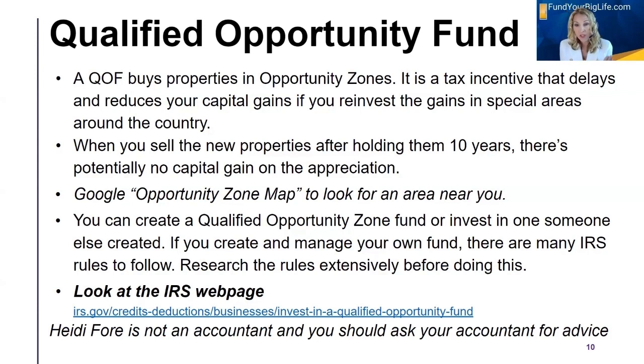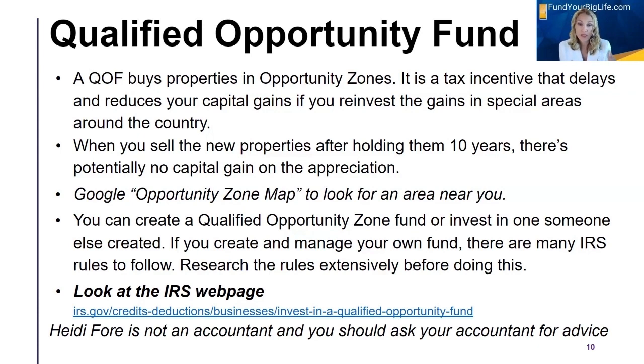A qualified opportunity fund buys businesses and rental properties in opportunity zones. Opportunity zones are low income census tracts scattered around the country. There's one near you. All you have to do is Google the words opportunity zone map to look for the area near you where they are. Sometimes you'd be really surprised. Some of them are really nice areas, but they're just low income areas.